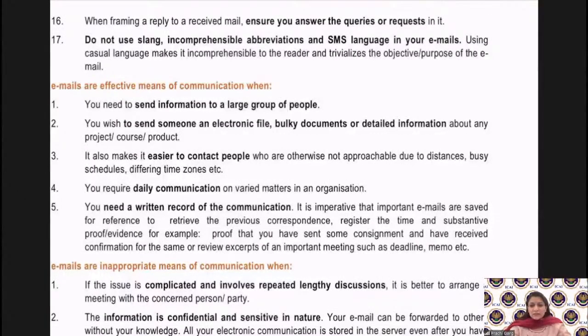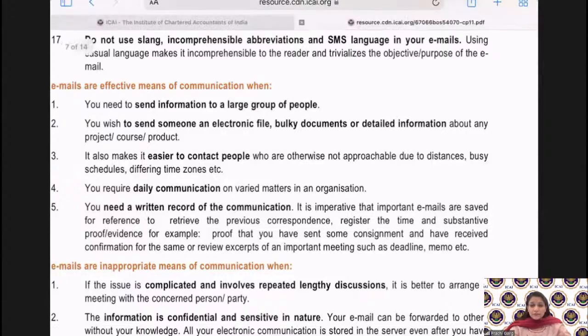For the title in emails, you have the subject line. It also makes it easier to contact people who are otherwise not approachable due to distances, busy schedules, or different time zones. Remember, I told you this. You can actually approach people in different time zones through emails. At times, phones are not comfortable because when you want to call, the other person is sleeping, or the other person is busy, or you have different timings. So you can always write an email, because that reaches the person.